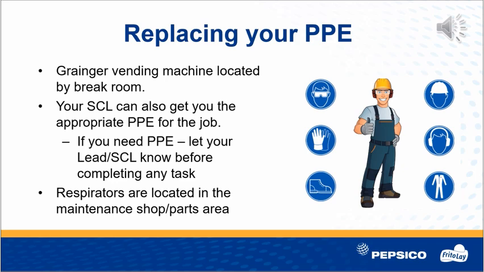Replacing your PPE. A Grainger vending machine is located by the break room, or your SEL can get you the appropriate PPE for the job. If you need PPE, let your lead SEL know before completing any task. Respirators are located in the maintenance shop, parts crib area.